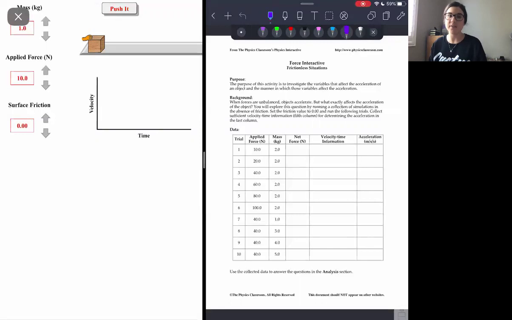It's a lesson that involves a digital lab. So I'm going to be teaching you physics and also teaching you how to use this program so that you can use it on your own independently and get a valuable learning experience out of this.